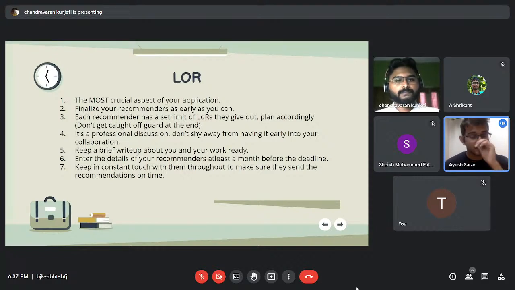Yeah, the last thing is, some universities have a limit on the number of academic and the number of professional LORs that they require. So make sure that you actually follow through on that particular requirement. Don't mess around with those requirements, because again, your application will be null and void after that.